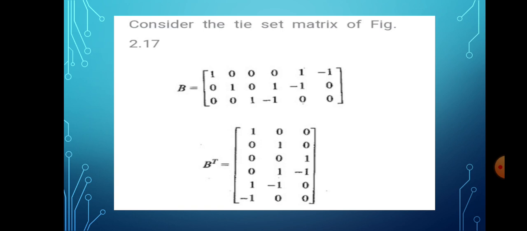Consider the tie-set matrix of figure 2.17. B is equal to 1, 0, 0, 0, 1, minus 1; 0, 1, 0, 1, minus 1, 0; 0, 0, 1, minus 1, 0, 0. B transpose equals 1, 0, 0; 0, 1, 0; 0, 0, 1; 0, 1, minus 1; 1, minus 1, 0; minus 1, 0, 0.